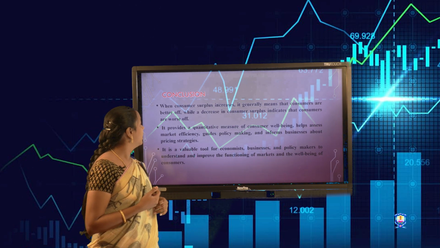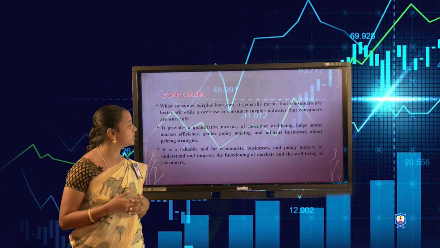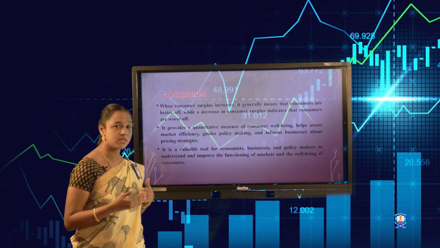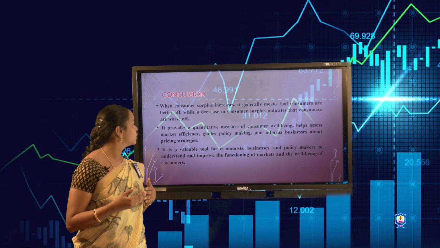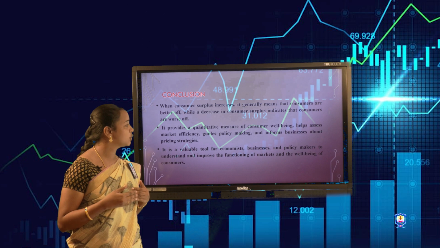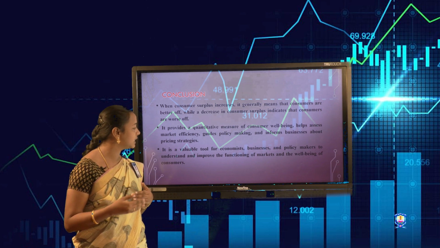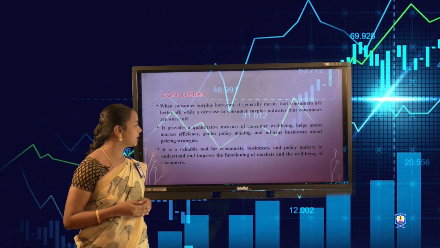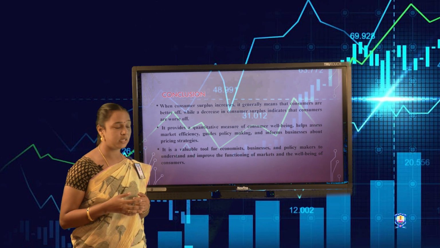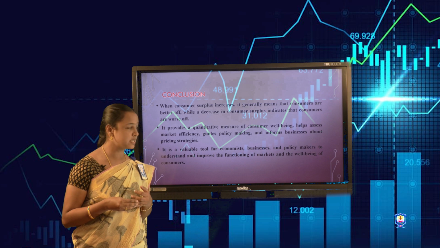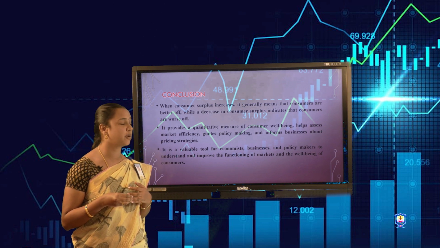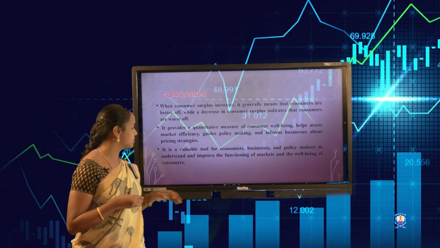Let us conclude. When consumer surplus increases, it generally means that consumers are better off, while a decrease in consumer surplus indicates that consumers are worse off. It provides a quantitative measure of consumer well-being, helps assess the market efficiency, guides policy making and informs businesses and pricing strategies. It is a valuable tool for economists, businesses and policy makers to understand and improve the functioning of the market and the well-being of the consumers.